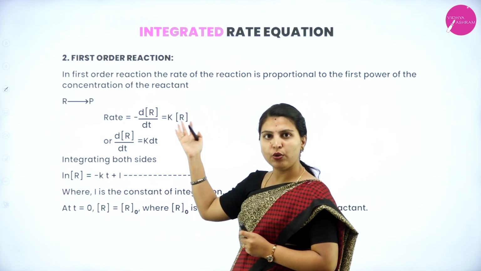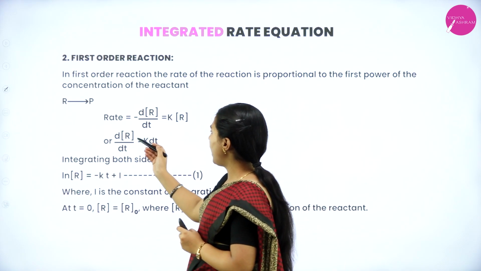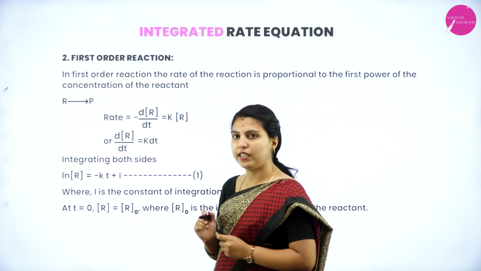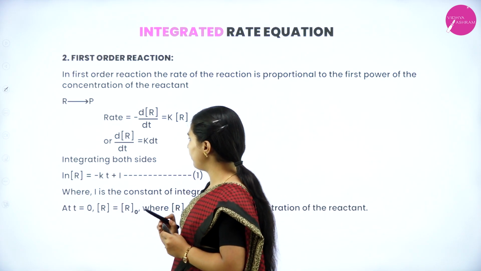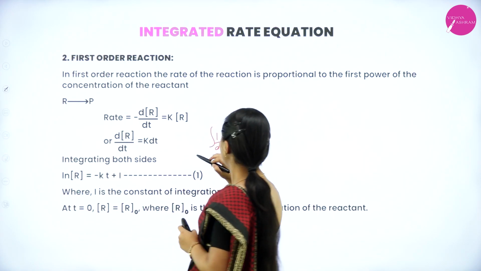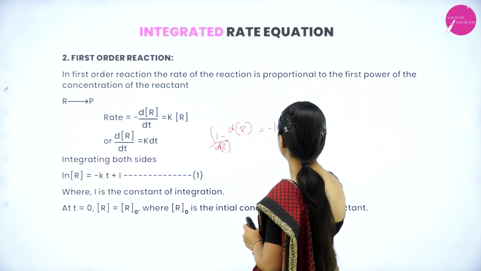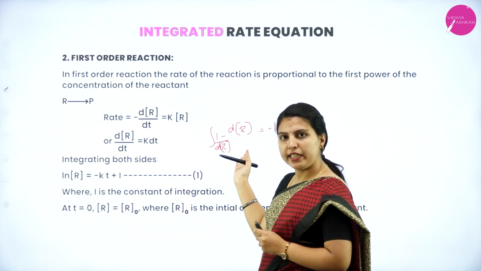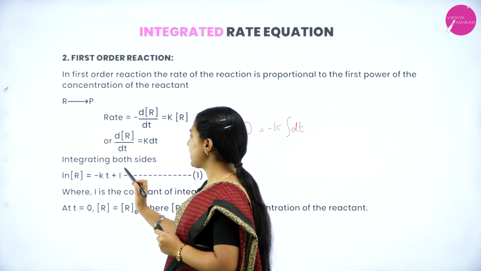Nothing is there, which means we know that 1 is present; 1 means first order. So d[R]/dt, that is the concentration of reactant at time t, equals K into dt. Integrating on both sides, ln R equals minus KT plus I.